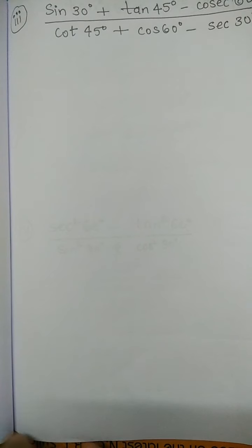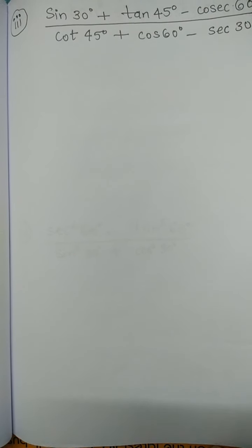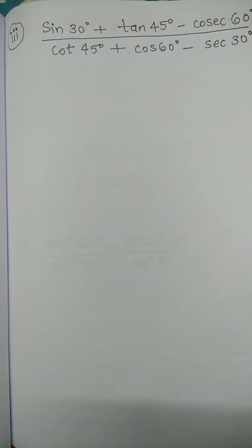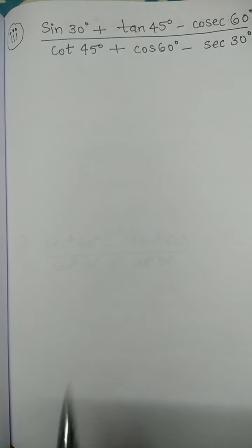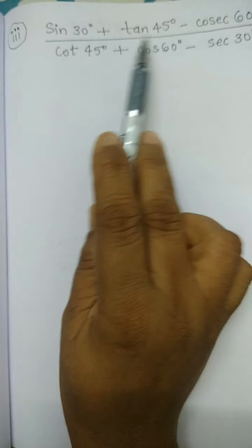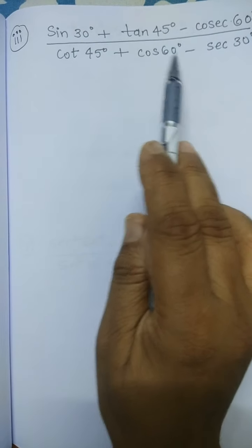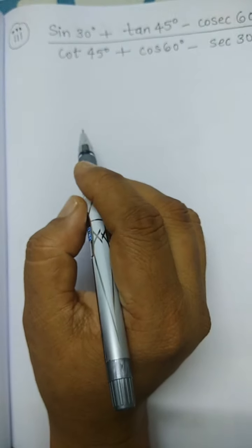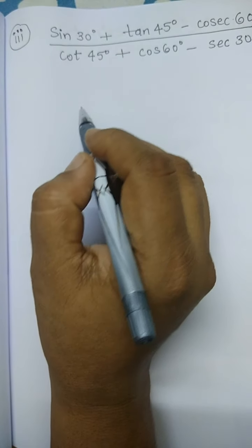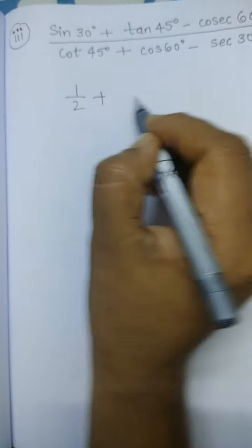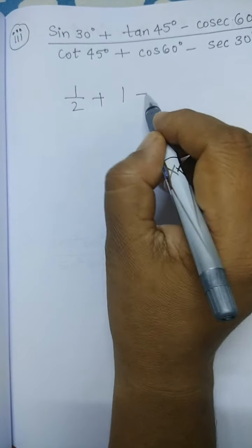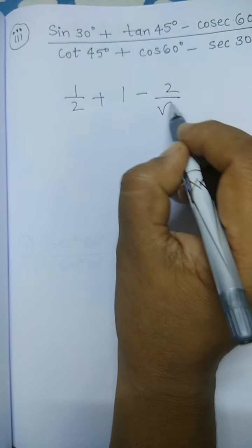Let us see the next example. The next example is sin 30 degrees plus tan 45 degrees minus cosec 60 degrees, upon cot 45 degrees plus cos 60 degrees minus sec 30 degrees. In this we have to substitute the values. So sin 30 degrees is 1 by 2, plus tan 45 degrees which is 1, minus cosec 60 degrees which is 2 upon root 3.